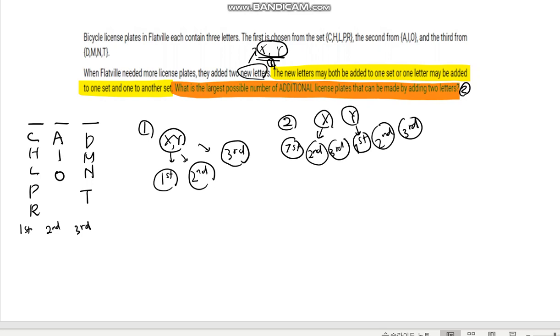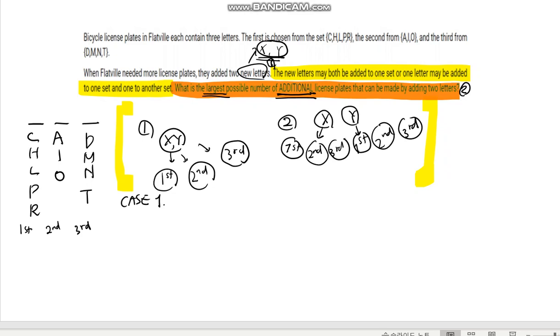Now you need to understand the orange part really well. I just analyzed the first part, and I need to analyze the orange part here. What is the largest possible number of additional license plates that can be made by adding 2 letters? So it's additional, right? Additional. So now we are adding X, Y. Then it also says largest possible number. So now let's consider the first case. Consider adding XY into the first set here.